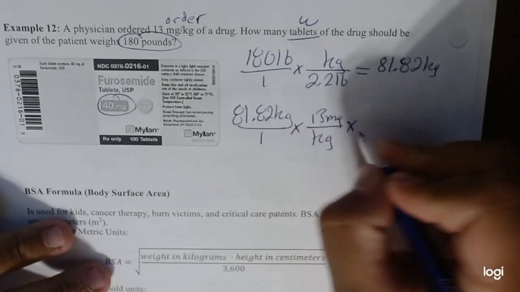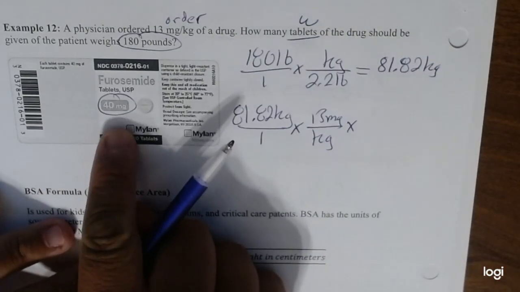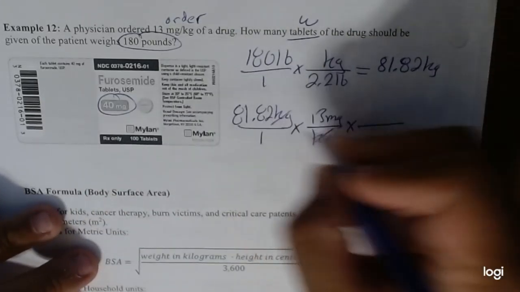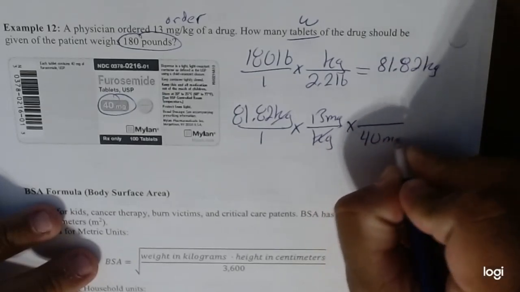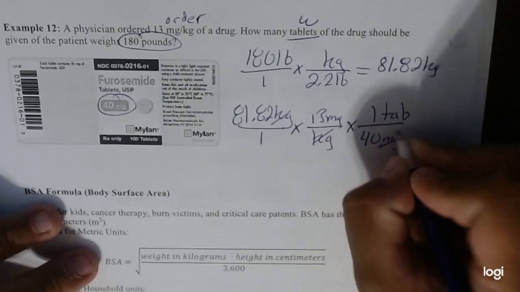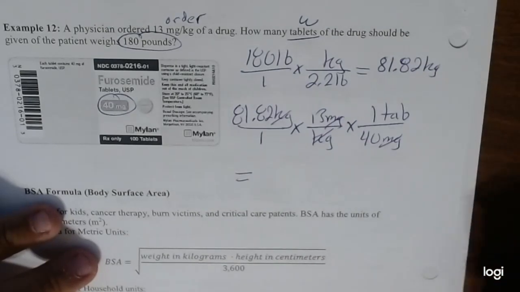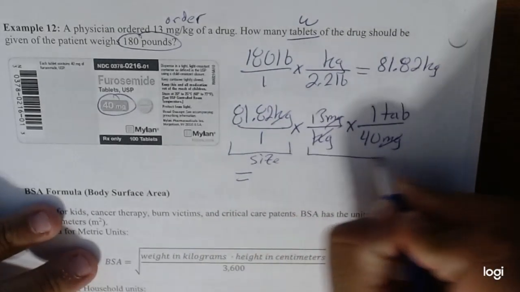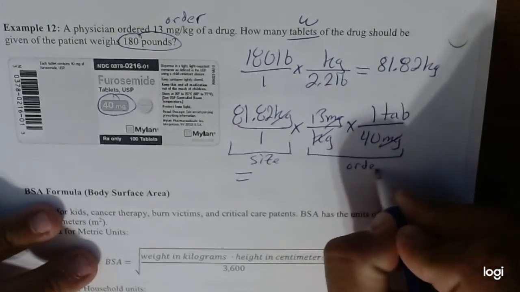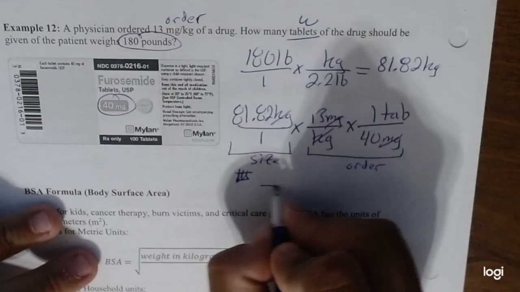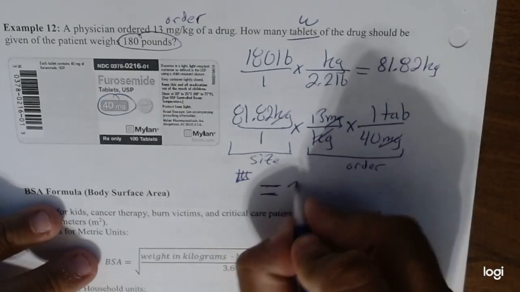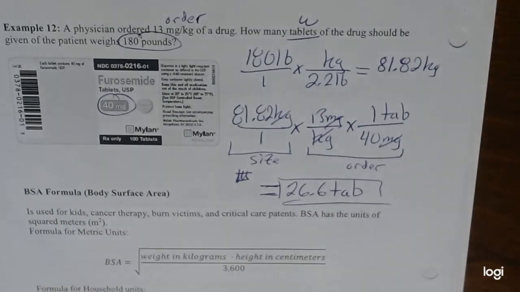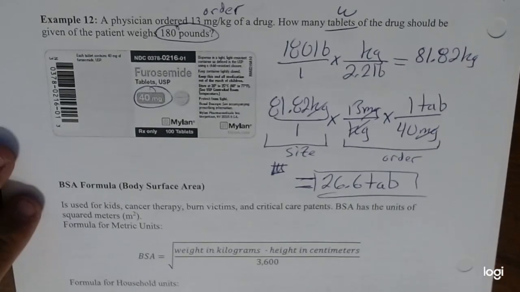Now again, that does not give us tablets. That's when we use the label itself. So the label tells us it's 40 milligrams per one tablet. So therefore, since these cancel, we know there's 40 milligrams for every one tablet. Those cancel, and after multiplying and dividing, same process like I said before, size times order gives us the dosage, which in this case should be 26.6 tablets.